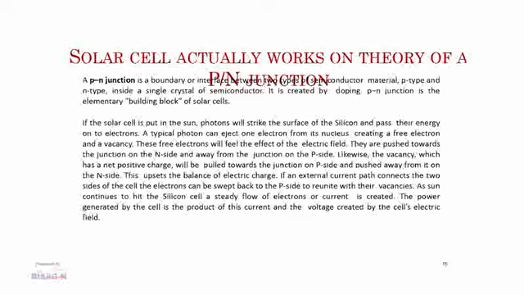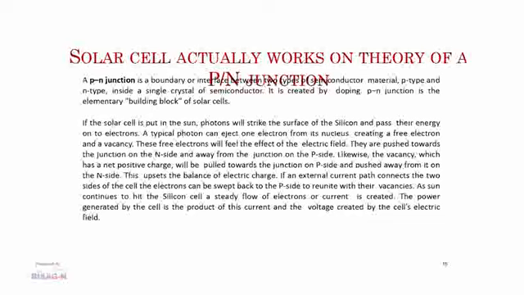Solar cells actually work on the theory of a p-n junction. A p-n junction is the boundary or interface between two types of semiconductor materials, p-type and n-type, inside a single crystal of semiconductor. It is created by doping. The p-n junction is the elementary building block of solar cells.